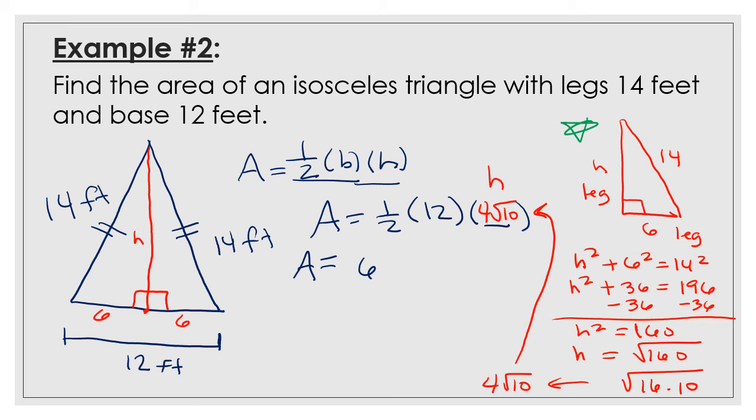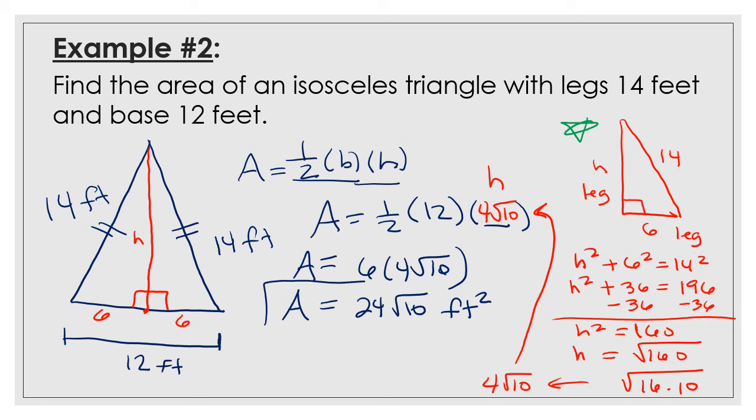Half of 12 is 6. Really, I just don't have a calculator, so I'm doing all this math in my head. That's the easiest way for me to break it down. And 6 times 4 is 24, square root of 10. If units are given in a problem, you need to make sure that you continue the units throughout the problem.